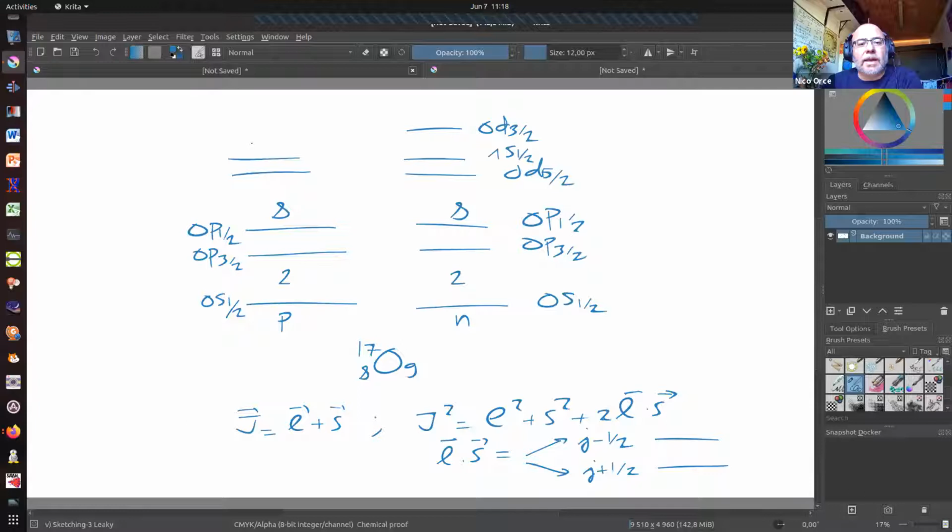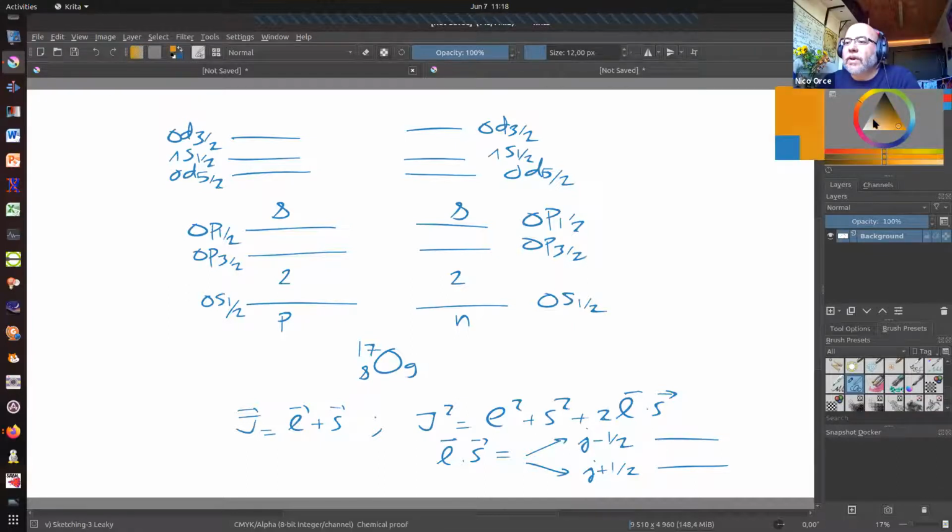And the same thing here, 0 d phi half, 1s 1 half, and 0 d 3 half. And now let's take a different color and let's fill up our guys. So let's make this a little bit bigger.